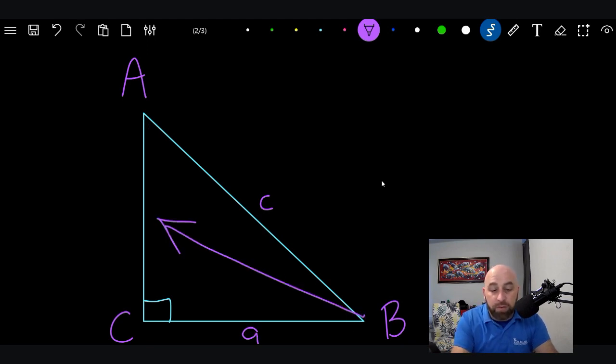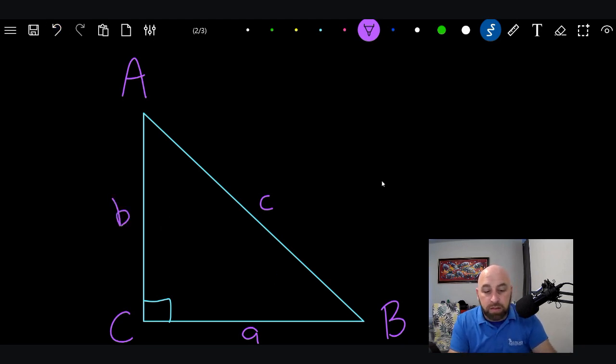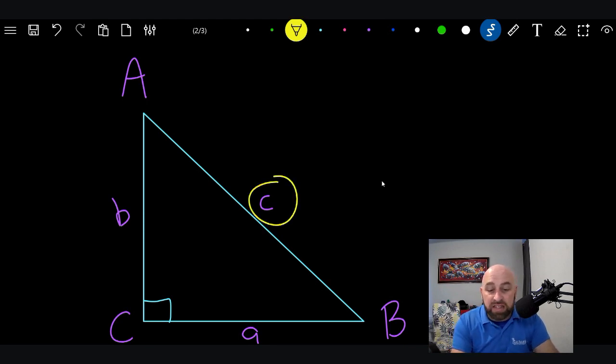Across from angle B, we're going to name this one side B. So ABC are the angles, and across from the angles are the small letters a, b, c, and those are the sides. Okay? Now, when we're talking about sides in a right triangle, the C side is the one opposite of the right angle.